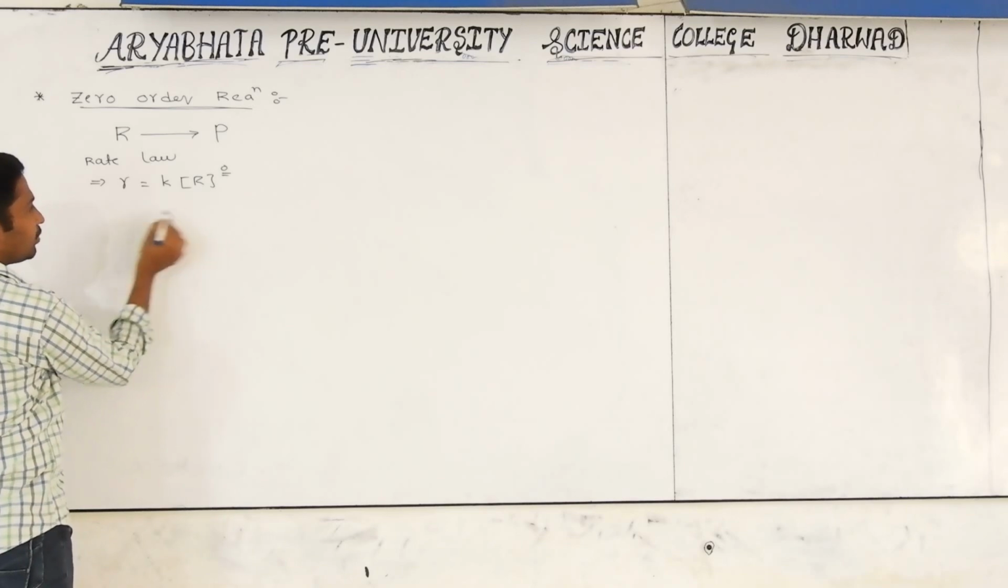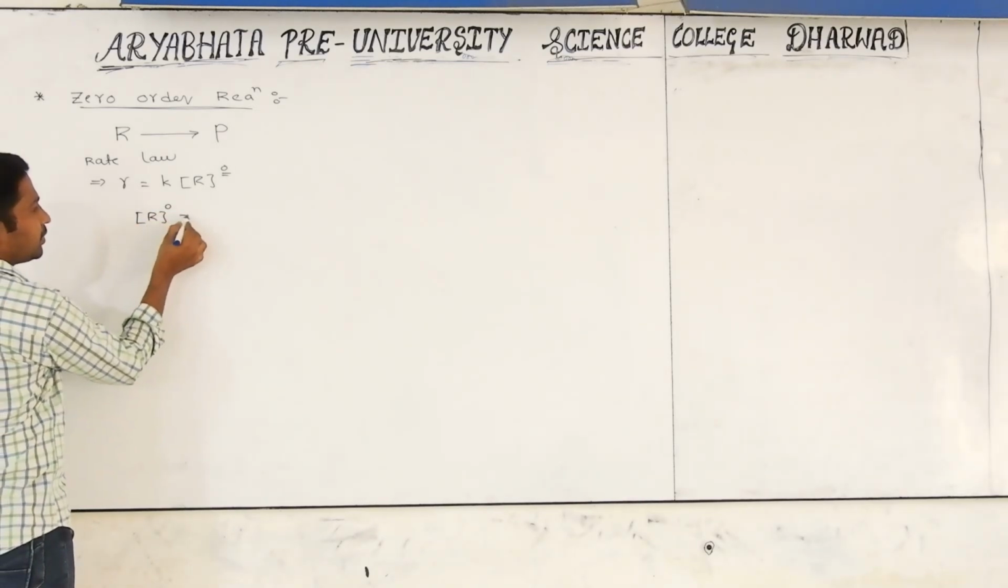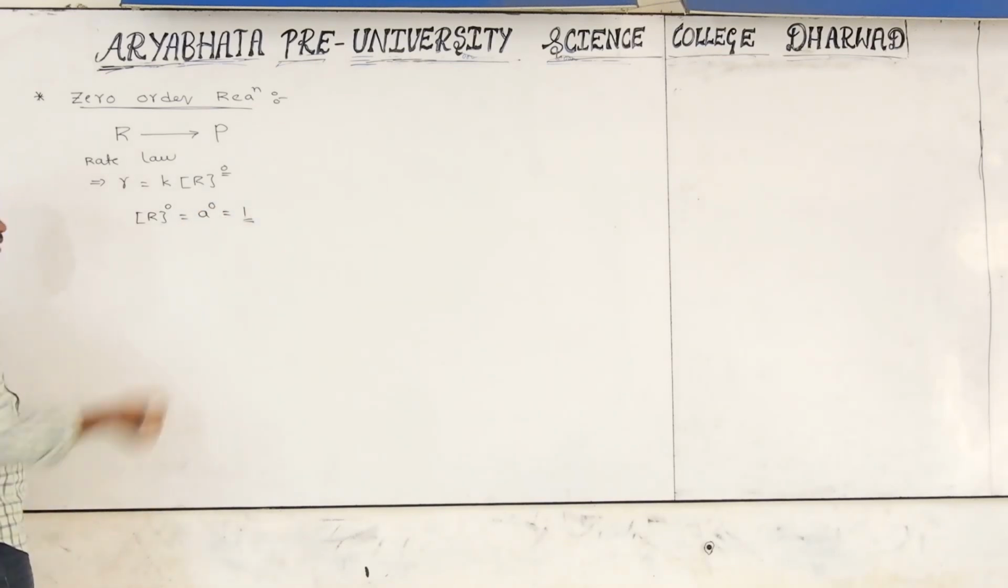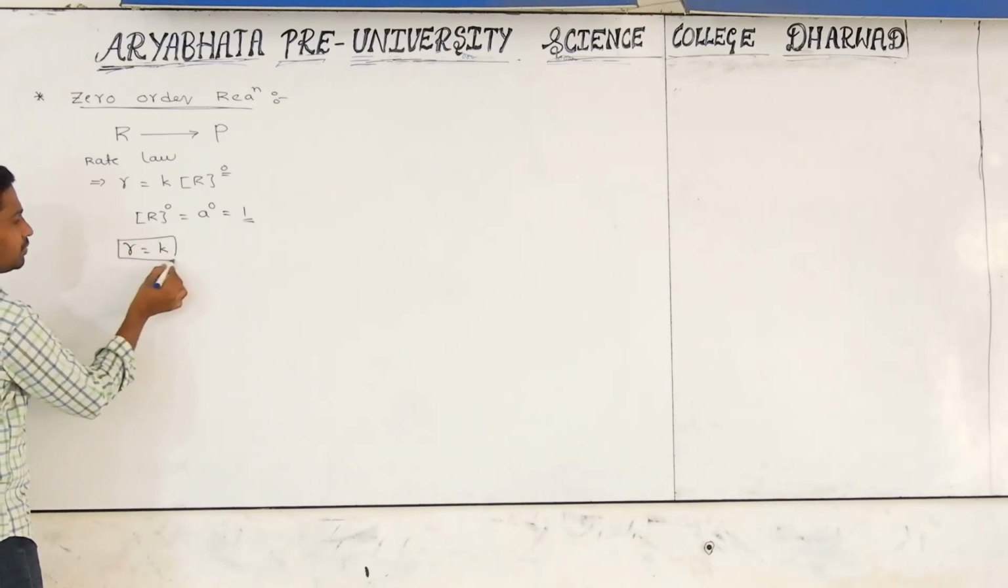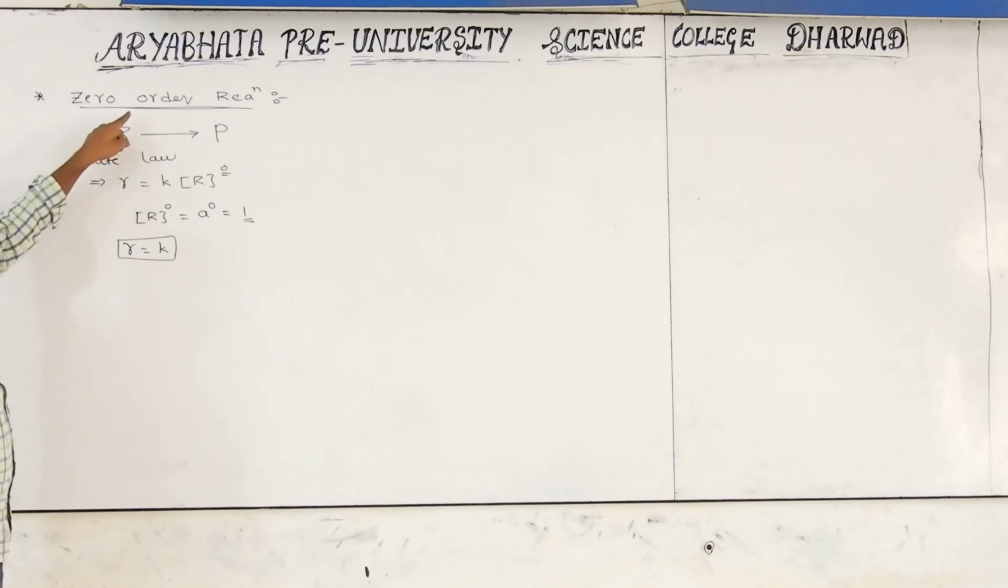If we take one more step, concentration of reactant to the power zero, anything to the power zero becomes 1. Then R is equal to K. So from this, what can we tell? The rate of reaction does not depend upon the concentration of the reactant. Such kinds of reactions we call zero order reactions.